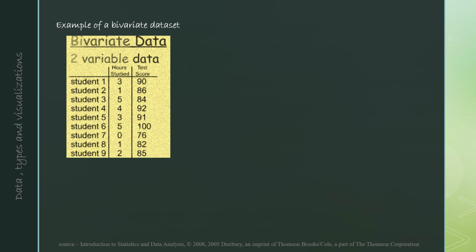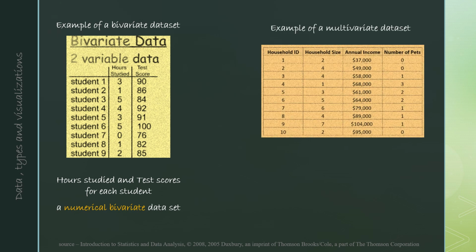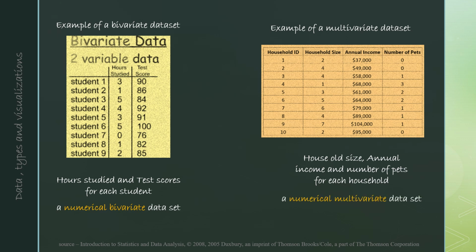Example of a bivariate dataset. Two variables in the dataset, namely hours studied and test scores for each student, are studied. Both are numeral values and hence it is a numerical bivariate dataset. Example of a multivariate dataset. Three variables in the dataset: household size, annual income, and number of pets for each household. All three are numeral values and hence it is a numerical multivariate dataset.